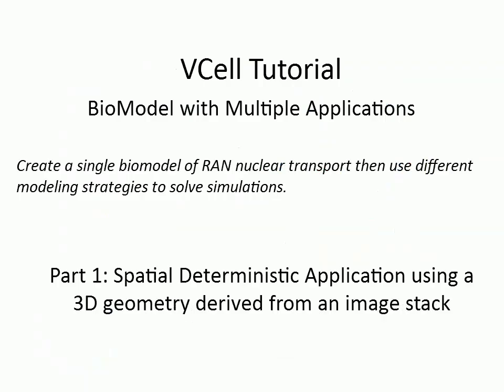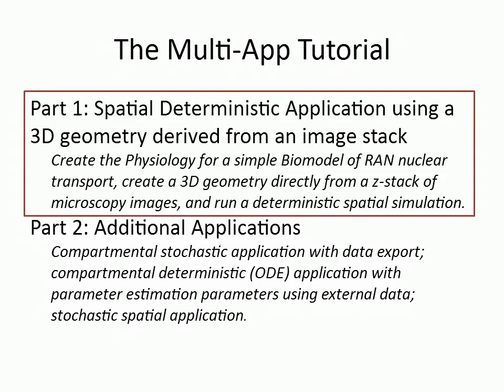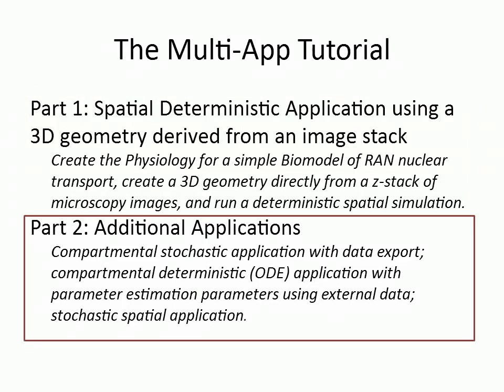In this tutorial, we create a single biomodel of RAN nuclear transport events and then use different applications to solve simulations with different strategies. This multi-app tutorial is presented in two parts. In part one, we develop the model and then a spatial deterministic application where we use a three-dimensional geometry to create a deterministic spatial simulation. In part two, we develop additional applications, including compartmental applications that include parameter estimation and stochastic spatial applications.